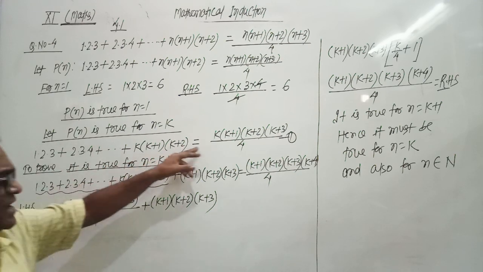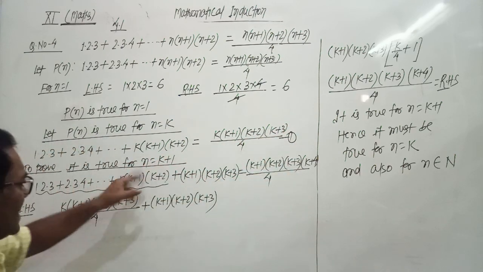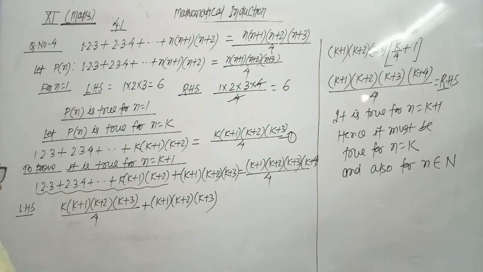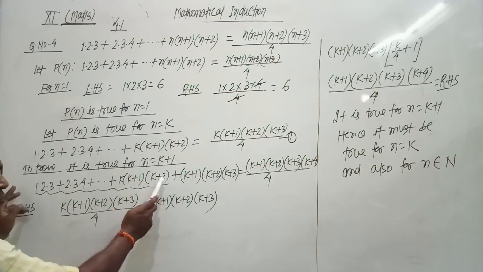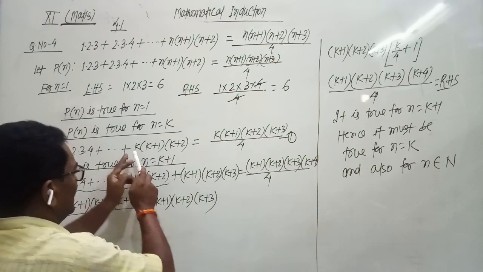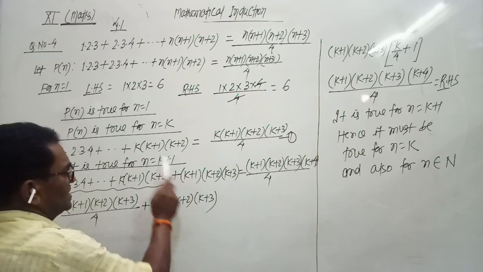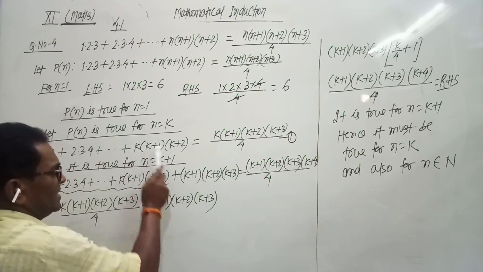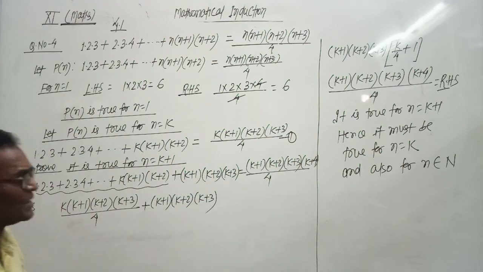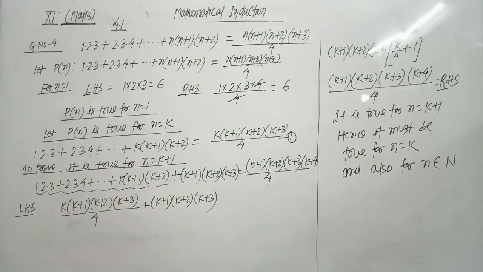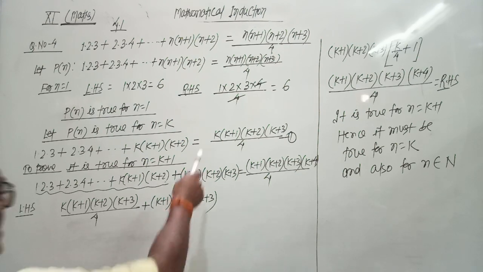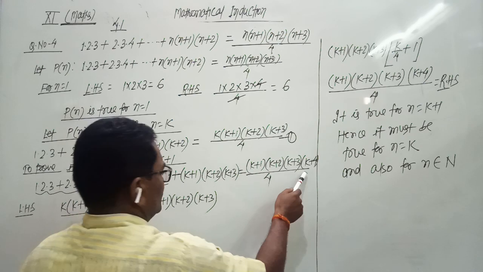So in place of n, we will write k. Then we write: let us prove it is true for n equals k plus 1. So for writing the term up to k plus 1, first we write the term up to k. Then for k plus 1, in place of k, we write k plus 1. So it becomes k plus 1, k plus 2 and k plus 3. And on the right side also, k is replaced by k plus 1. Then we get k plus 1, k plus 2, k plus 3, k plus 4.